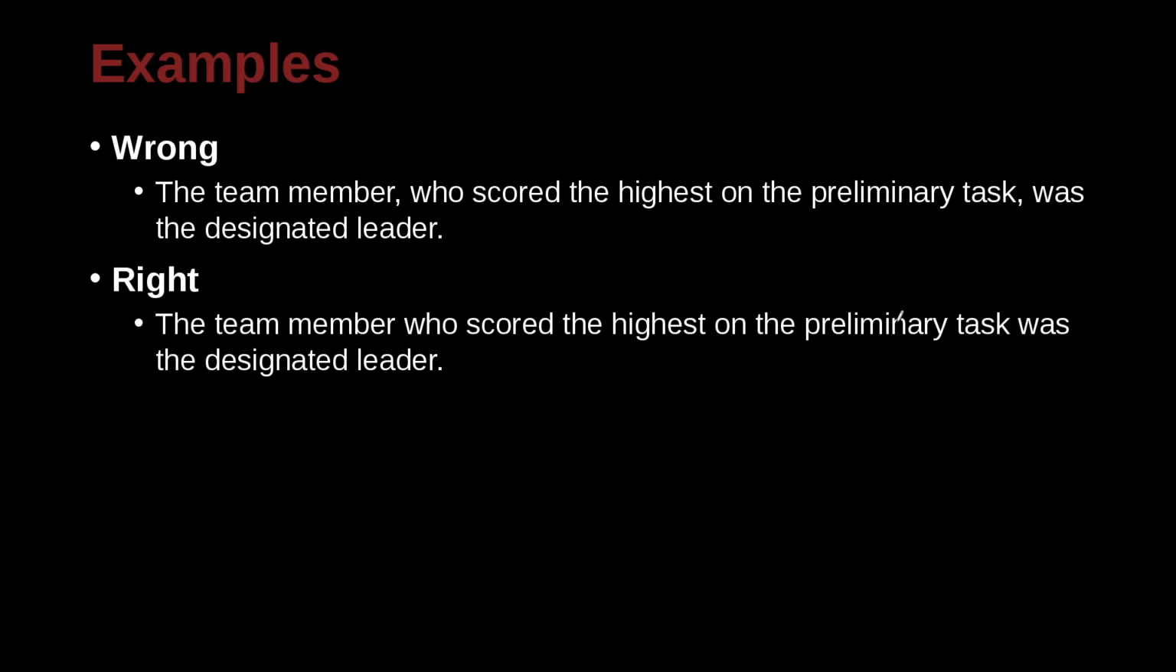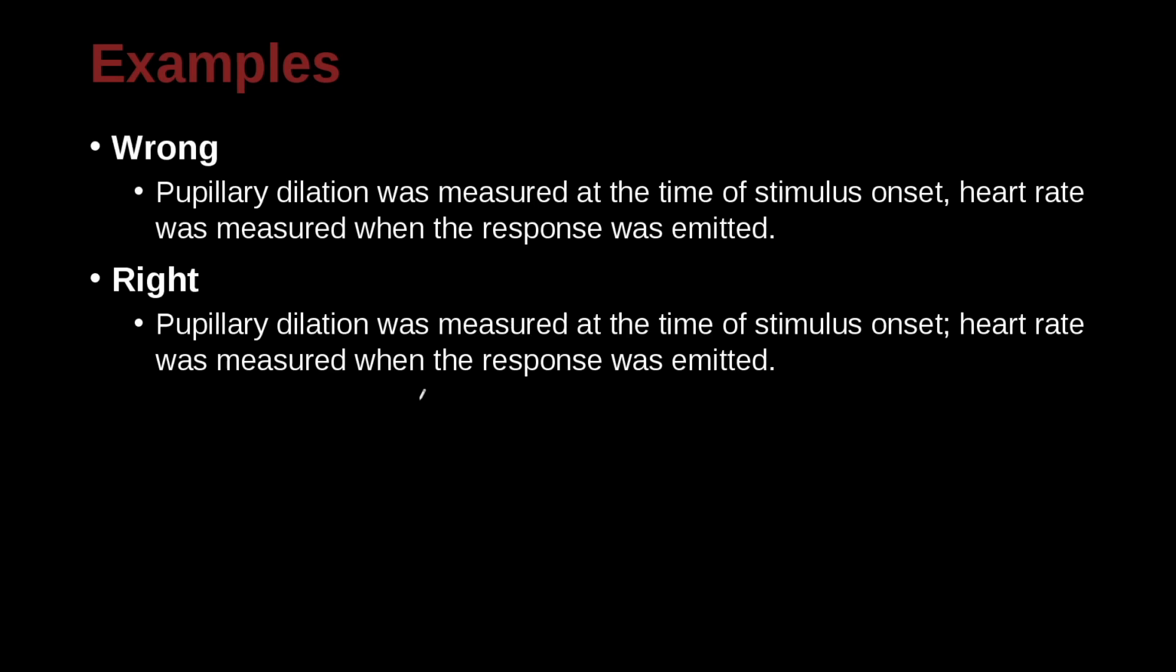The team members who scored highest on the preliminary task was the designated leader. The team member who scored the highest on the preliminary task. So here we have this comma, meaning that if we cut out this piece here, can this sentence have the same idea, the same meaning? And the answer is no, it is not able to be separated that way. It's very clearly the same idea. On the preliminary task was the designated leader. The team member was the designated leader. So no comma there.